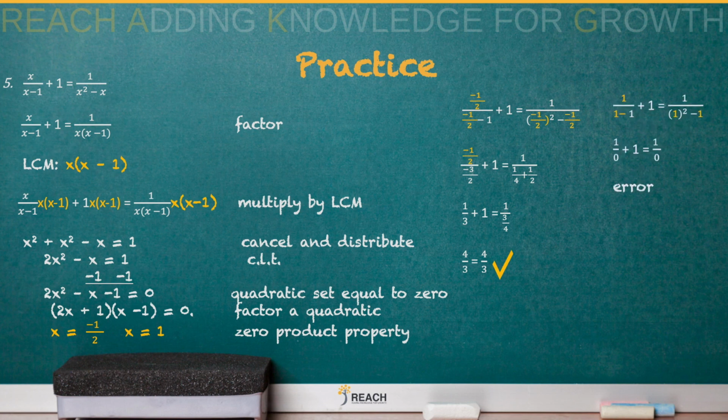All right, now we have to try the 1. Plug in the 1. You get divide by 0. You can't have that. That's an error. So the only one that works is negative 1/2. Final answer. In this case, 1 is called an extraneous solution because it's an extra solution that is not needed and does not work.